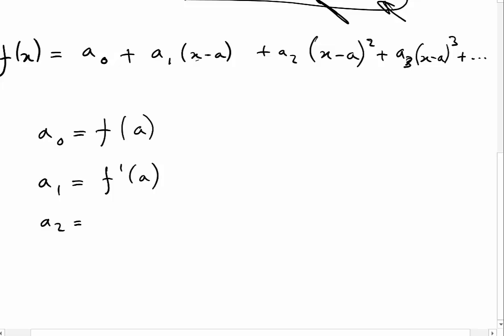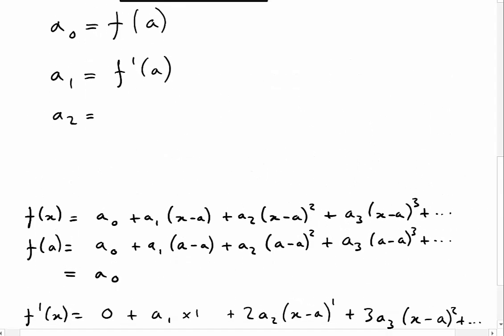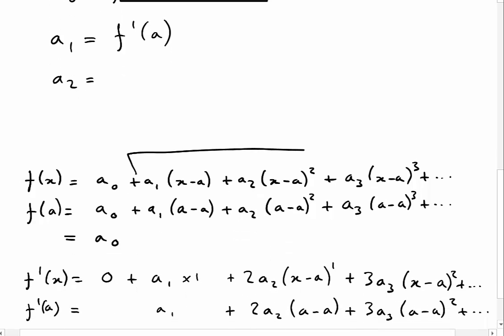Let me try and write this out in a slightly neater way. I'll present the argument like this, and quickly run through my first two. For a naught, I basically want to get rid of all of these terms here, so I'm just left with this term. The way I can do that is by plugging x equals a into this power series expansion. So that goes to zero, that goes to zero, that goes to zero. All of these terms effectively cancel, and so I'm just left with a naught.